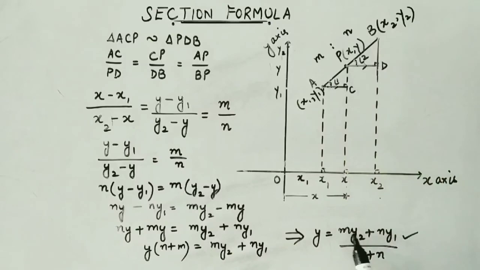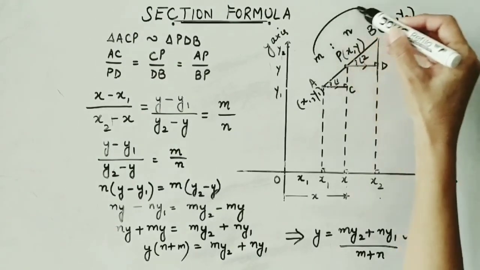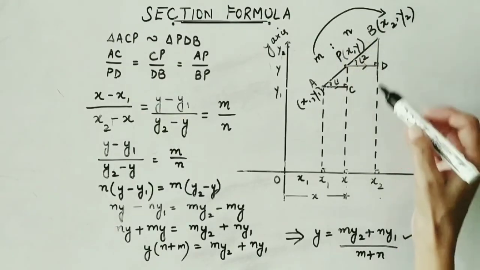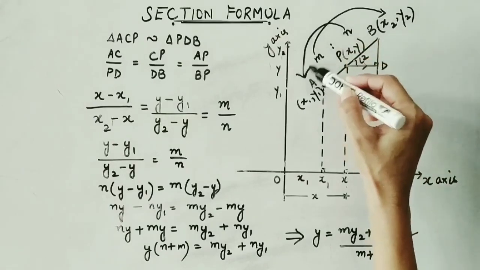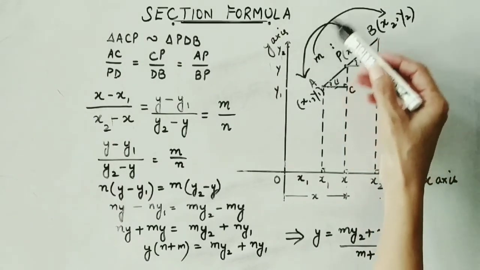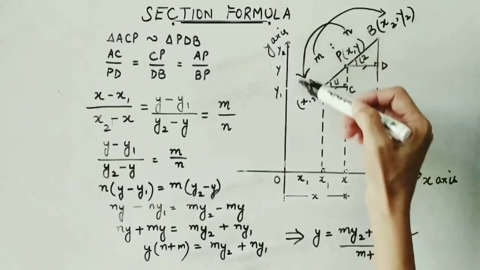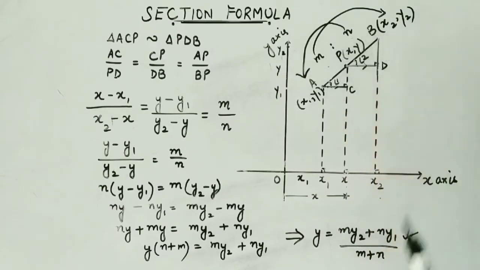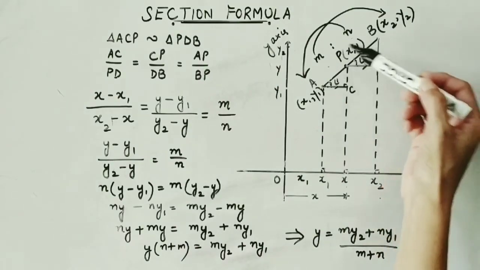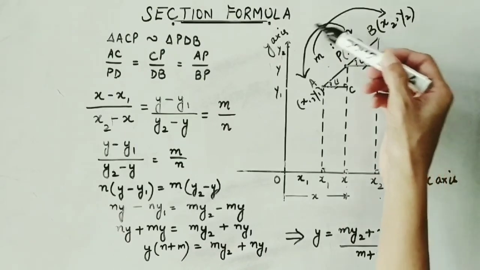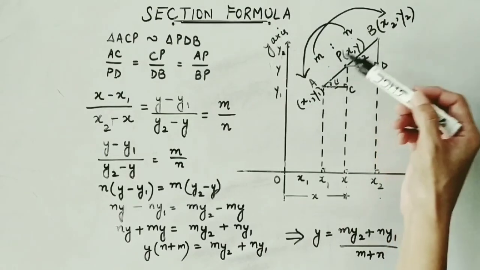For x it was mx2 plus nx1 upon sum of ratios, and for y it is my2 plus ny1 upon sum of ratios. You can just remember it this way: m is multiplied by second set of coordinates, n is multiplied by first set of coordinates. That's the easy way to remember. my2 plus ny1 upon sum of ratios, and for x it was mx2 plus nx1 upon sum of ratios.